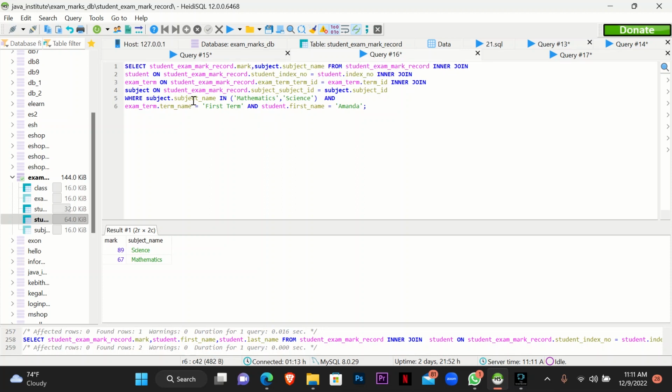In my condition, I have checked these two subjects. Here you can see I have checked the subject name in mathematics and science, and the term name is first term, and the first name of the student is Amanda. Here I have used this in phrase to sort out between two values. So when I execute the query, here you can get the values for the two subjects.